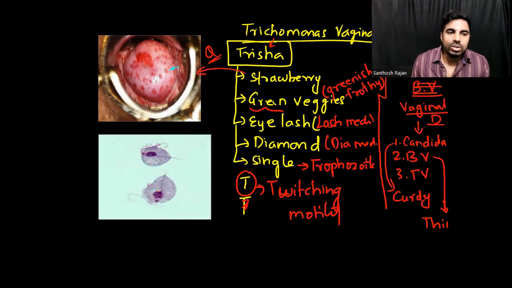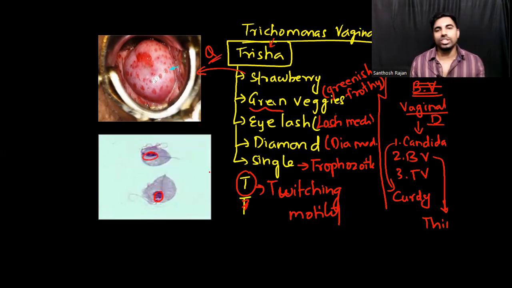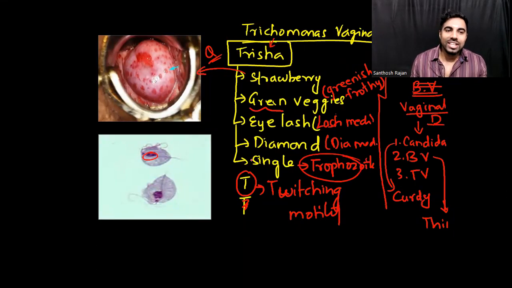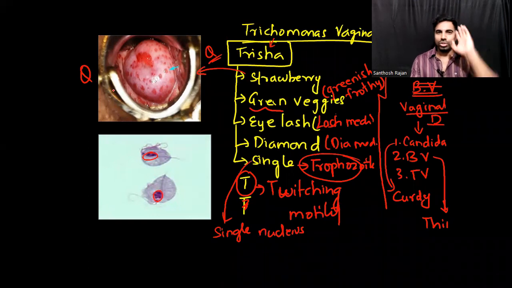And one more thing, why did I choose single? Because if you look, it has a single nucleus. Everything is single, it's a curse for Trisha. Trophozoite is single, also she has only a single nucleus. Because this picture will be confused with your single nucleus, you will confuse this with Giardia. That's why I'm bringing it here. So only single nucleus. You got it? So if this picture comes, strawberry, you should remember Trisha.